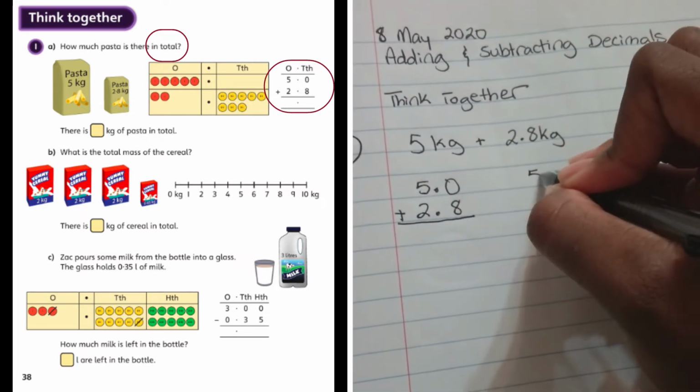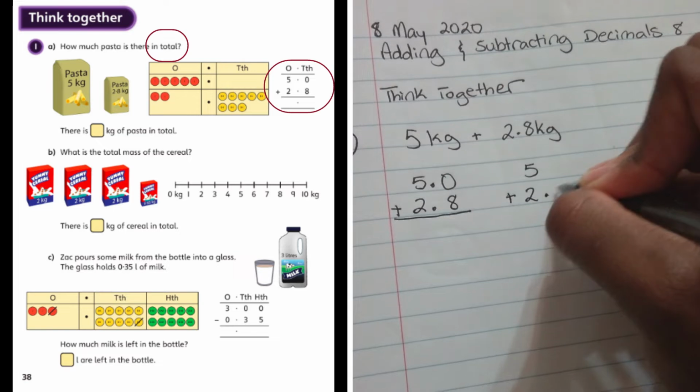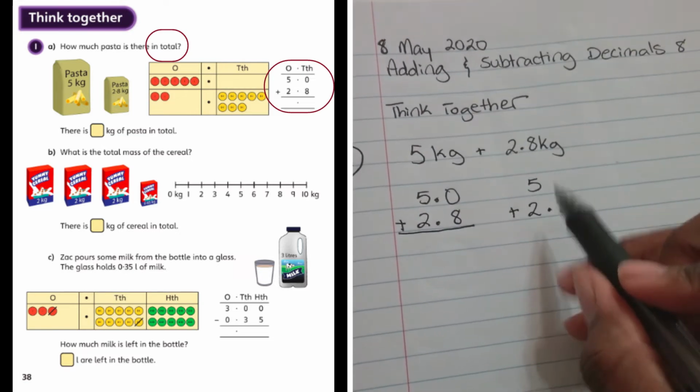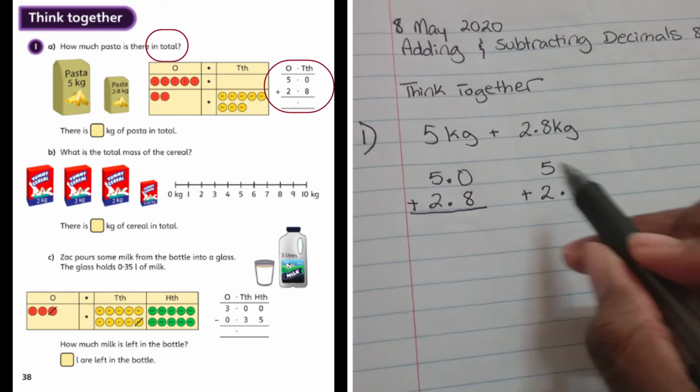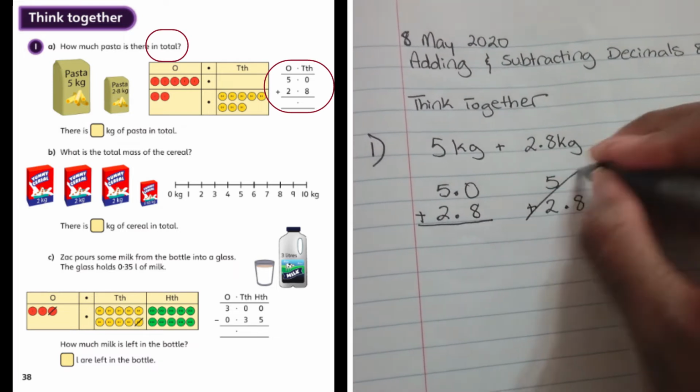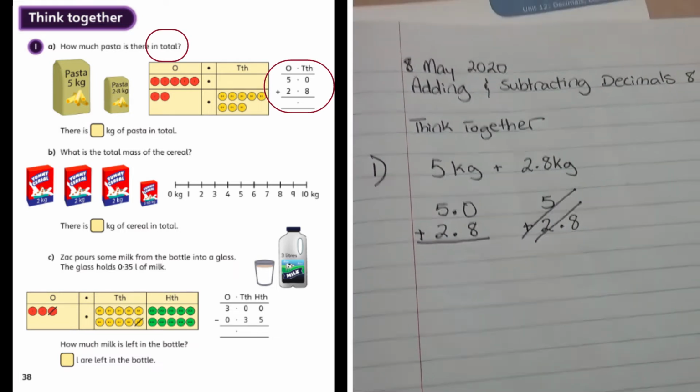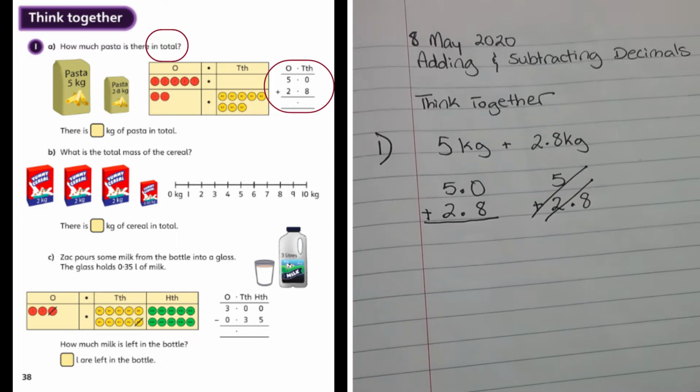Rather than just having 5 plus 2.8, it looks a little funny, and then also I might mess up and put the 5 over the 8 instead. So this is a good way to play it safe. So let me stick a line through that. I want you to pause the video here, work it out real quick, and then press play.